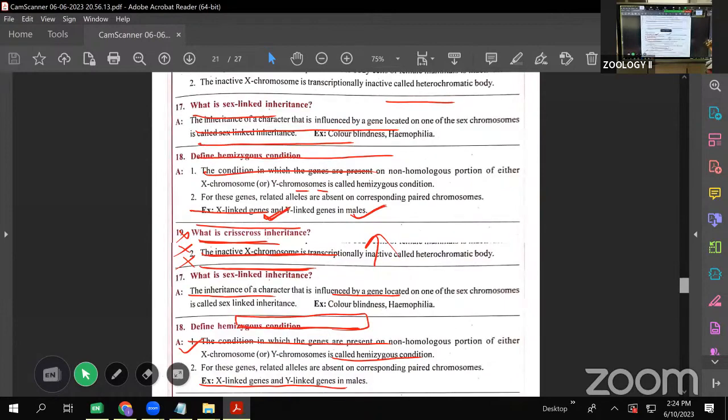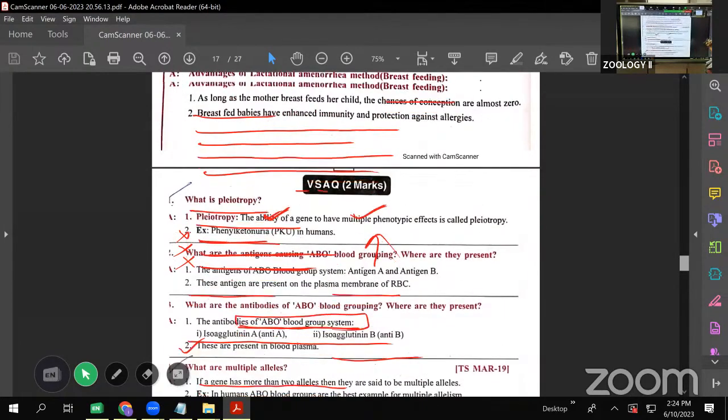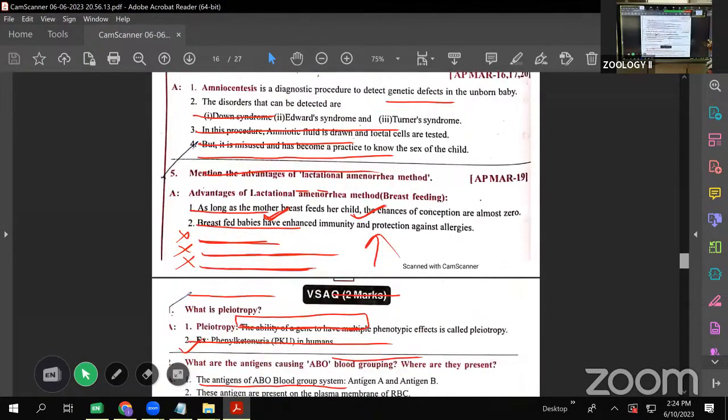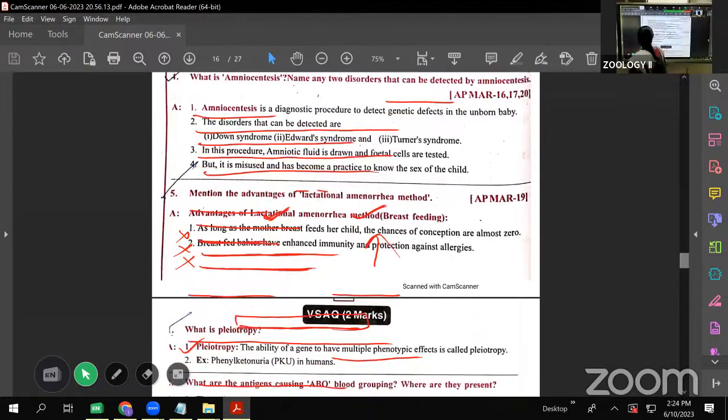Here the next, third one. This one is the remaining question.